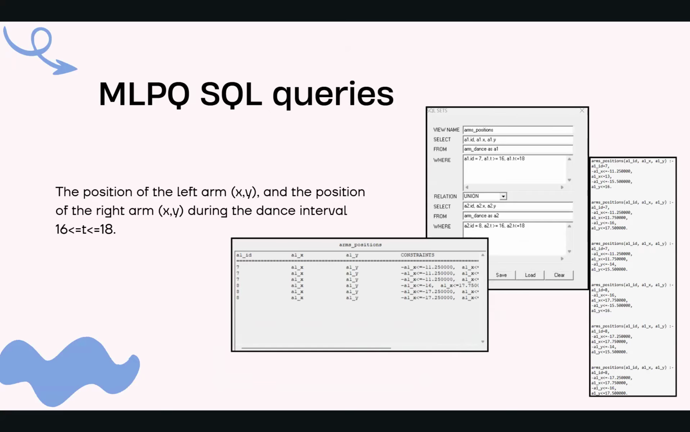Here we have a set query, and here we're trying to find the position of the left arm and right arm during the dance interval between times 16 to 18. And here are the constraints.